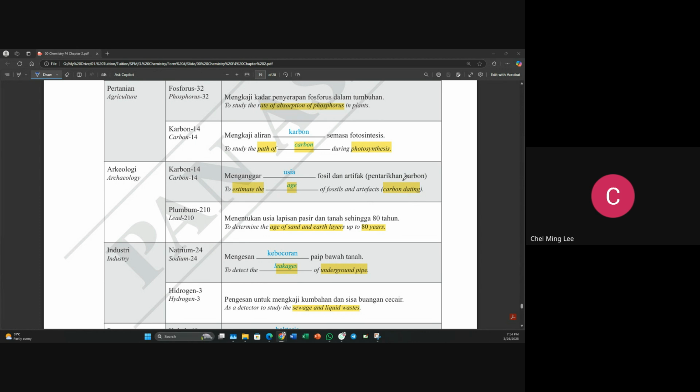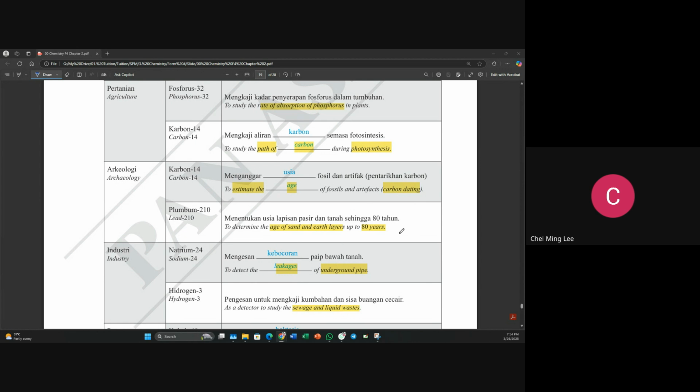Okay, and then we have lead 210. Lead 210 is used to determine the age of sand and earth layers up to 80 years. This one, they use it in geology normally. The geologists will have some, because, okay, you get an archaeology site, right? Oh, I found a vase there.